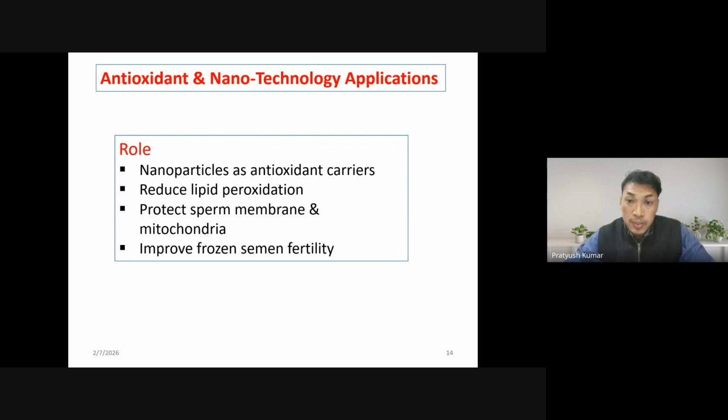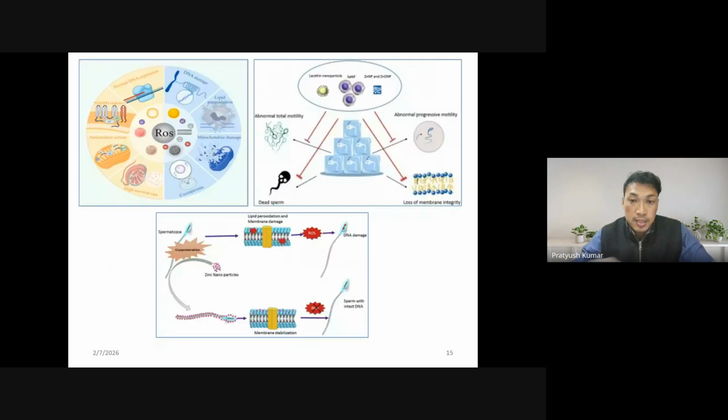Antioxidant and nanotechnology applications are also important for improving bull fertility. See, nanoparticles as antioxidant carriers. Antioxidants are very much important. They reduce lipid peroxidation, protect the sperm membrane and the mitochondria, and improve frozen semen fertility.